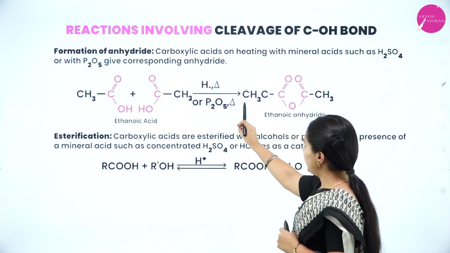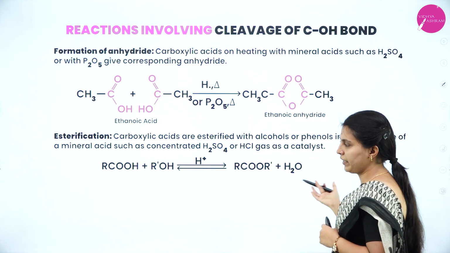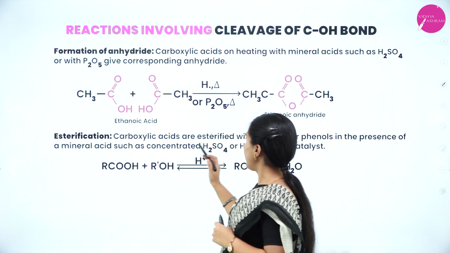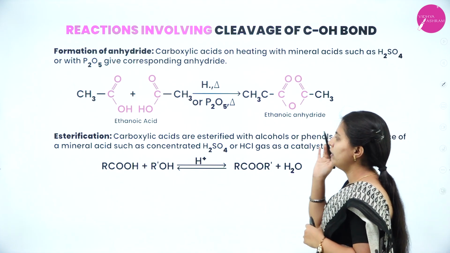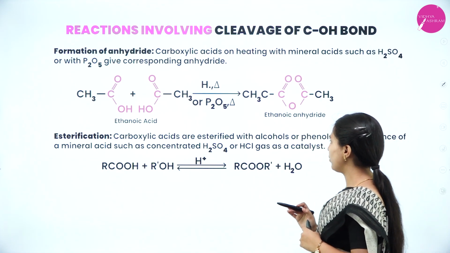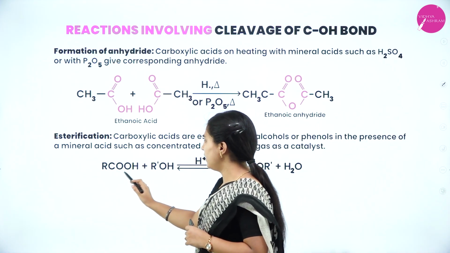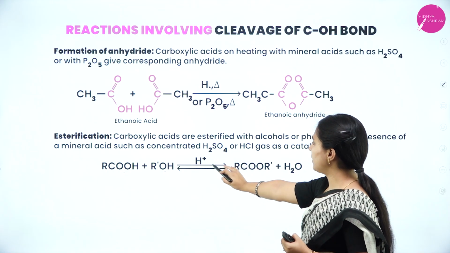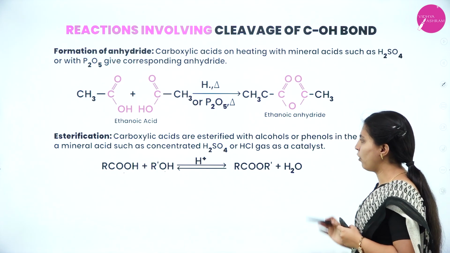Treating with P2O5, it will form ethanoic anhydride. Okay. Esterification. Carboxylic acids are esterified with alcohols or phenols in the presence of a mineral acid such as concentrated H2SO4 or HCl gas as a catalyst. This is acid, this is alcohol. It will get esterified when the mineral acid acts as a catalyst. Then esters will be formed.